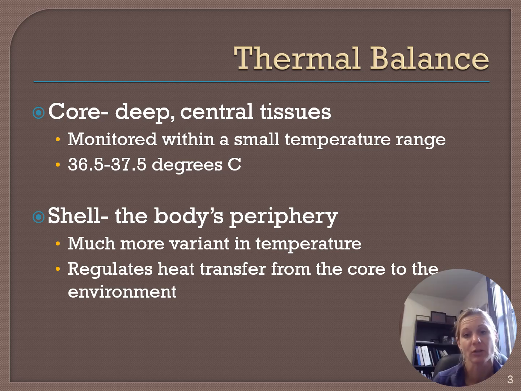So as I mentioned, thermal balance is really important for us to maintain, and we are monitoring our core very, very closely within this small temperature range of 36.5 to 37.5 degrees Celsius. And the core represents our deep central tissues. Okay. And the shell of the body represents the body's periphery. So think like the skin and that external portion of the body.